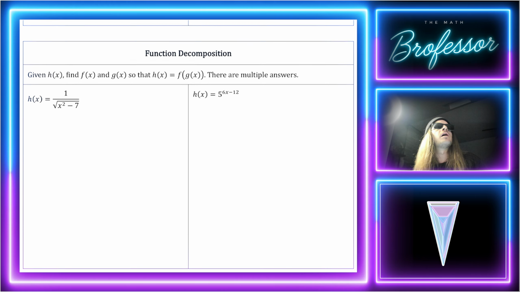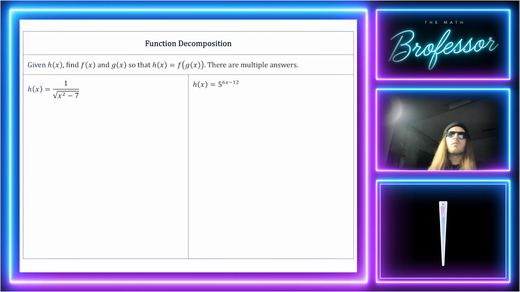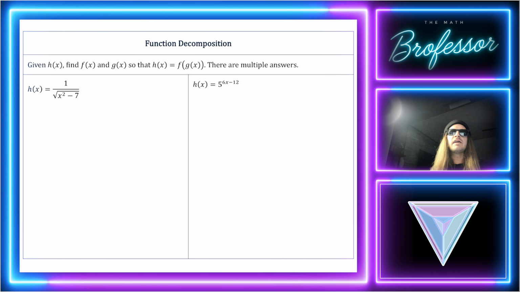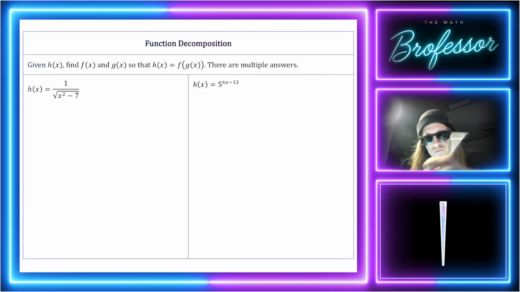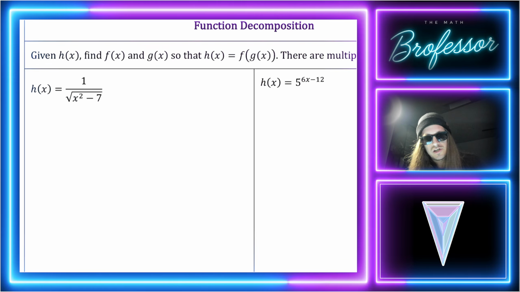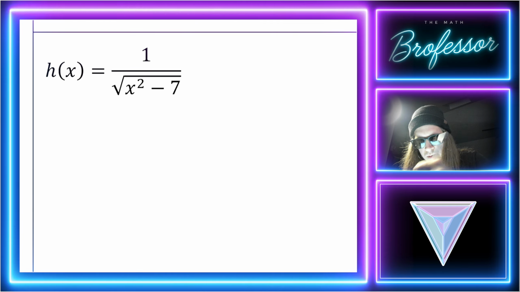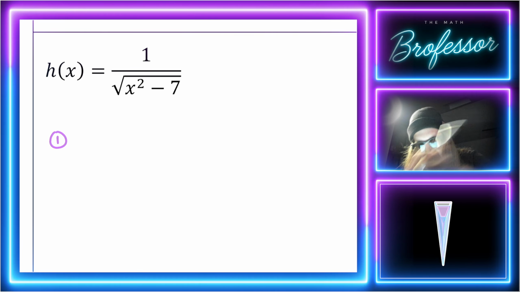Last thing here, it's in the video title, is function decomposition. So we're going in reverse. I'm going to give you a composite function, and I want you to break it apart into its pieces. So here's the composite function, h, and I want you to find f and g so that f of g is h. And there's multiple ways you can do this, actually. So one way might be, I'm just going to tell you the answers.